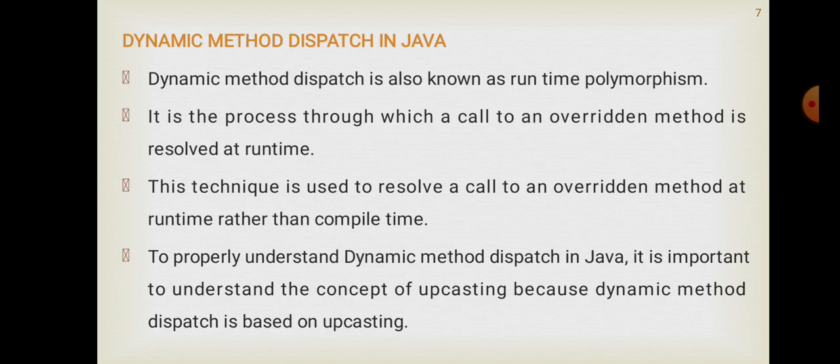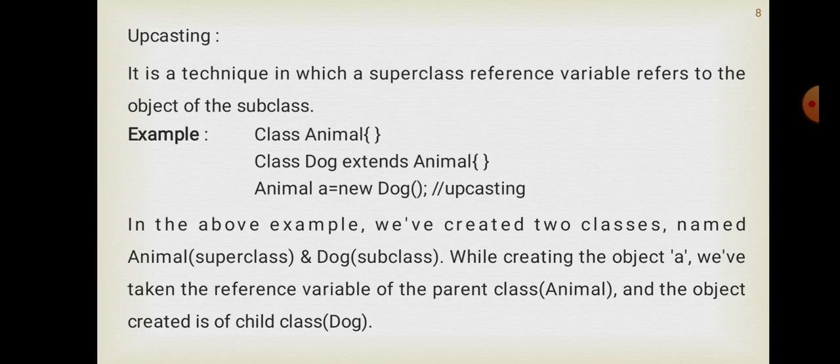To understand this dynamic method dispatch in Java, it is important to understand the concept of upcasting, because dynamic method dispatch is based on the concept of upcasting. So we must know what is upcasting. Upcasting is a technique in which the superclass reference variable refers to the object of the subclass.